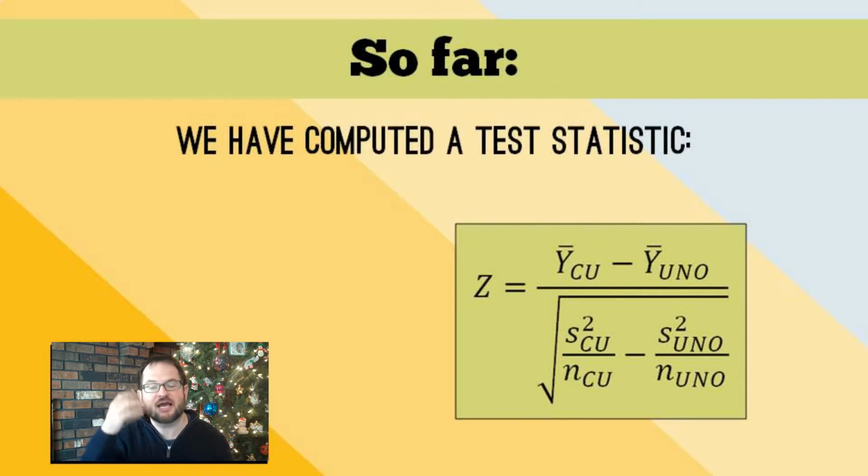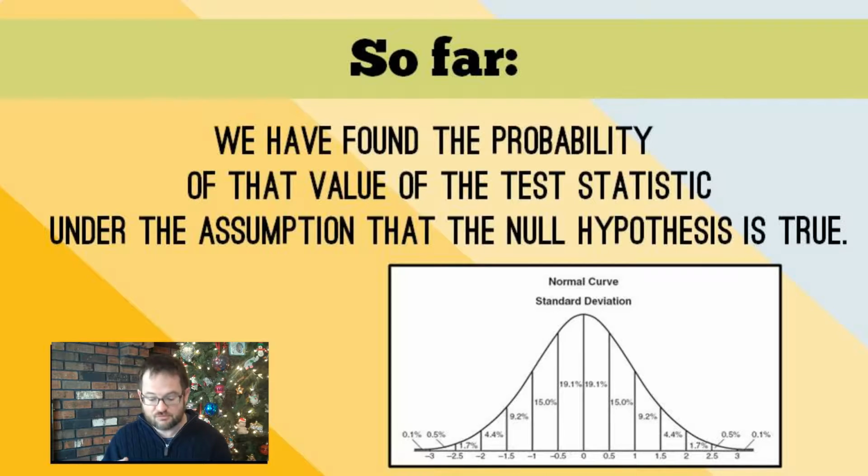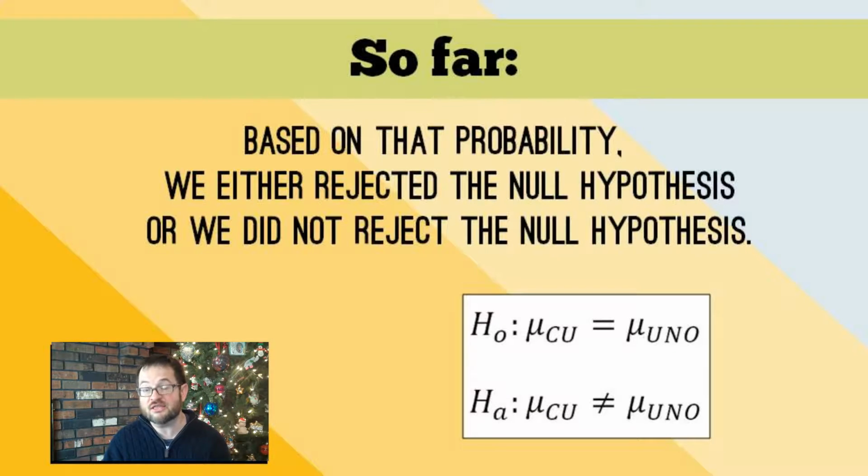The nifty thing about these kinds of statistics is that under the assumption that the null hypothesis is true, they follow a known distribution. In the case of the Z test, it is a standard normal distribution, the bell curve. Then we can figure out if the value of Z that we got from our observations was way out in the tail of this known distribution. We were able to find a probability that that was going to happen just by chance, and based on that probability, we were either able to reject the null hypothesis, or we could not reject the null hypothesis.